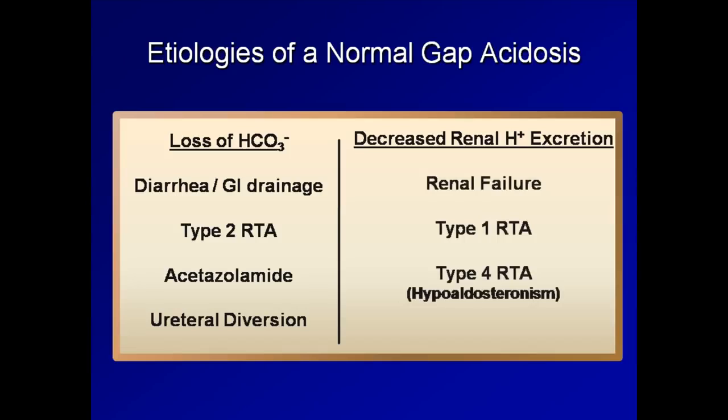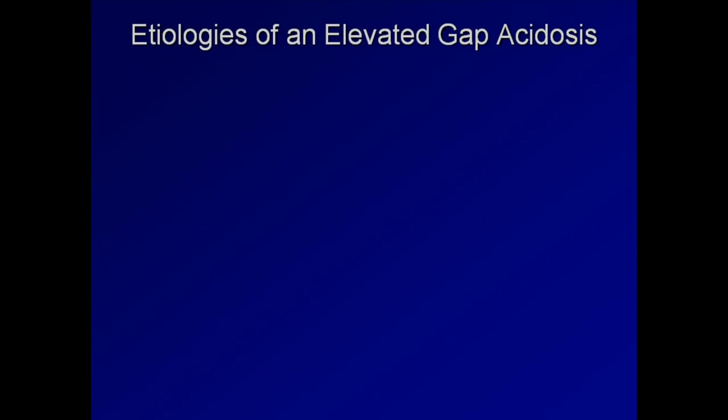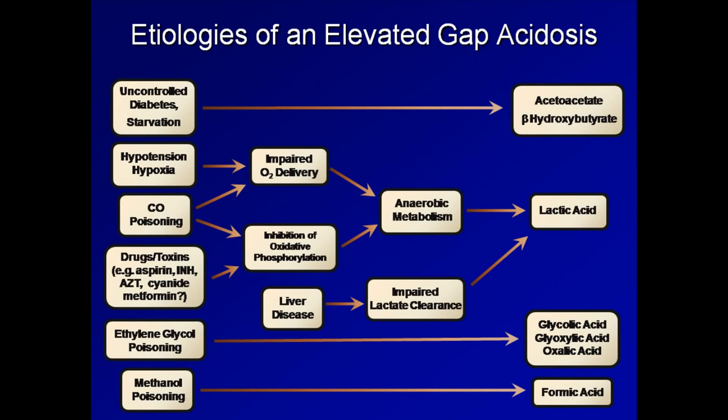Decreased renal excretion of hydrogen can be seen in renal failure or in either type 1 or type 4 RTA, the latter being largely synonymous with hypoaldosteronism. Etiologies of an elevated gap acidosis are a bit more complex. You may recall this diagram from Lecture 2.